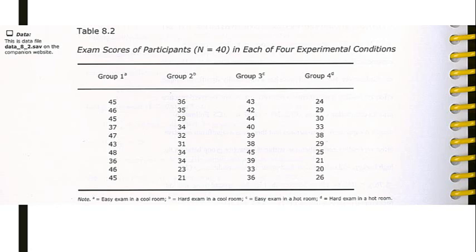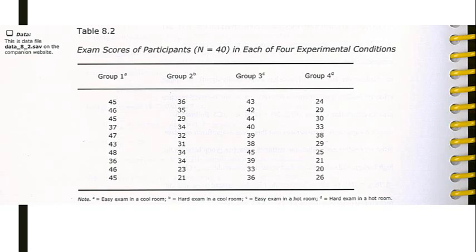So she asked 40 participants to take part in the study. Participants were divided into 4 evenly sized groups. 10 participants who completed an easy exam in a cool room, 10 participants who were asked to complete a hard exam in a cool room, 10 participants were asked to complete an easy exam in a hot room, and 10 were asked to complete a hard exam in a hot room.